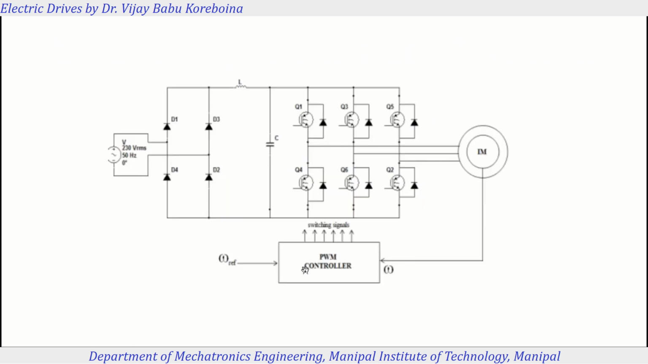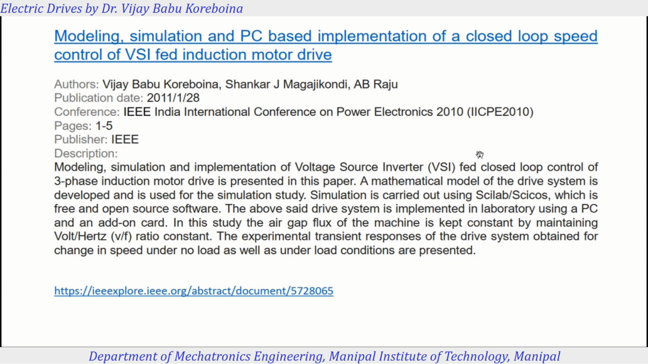This is one example we can see. AC voltage will be converted to DC, and through switching of the inverter, the voltage and frequency for the induction motor can be controlled. So this was one of my works. If you want to refer, you can refer to it. It's a closed loop induction motor drive.